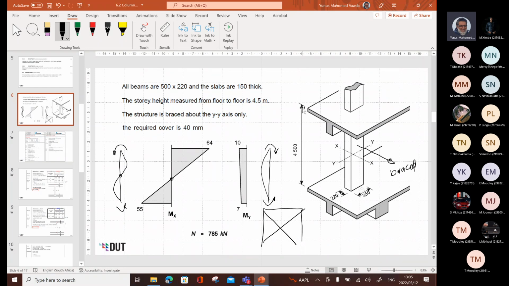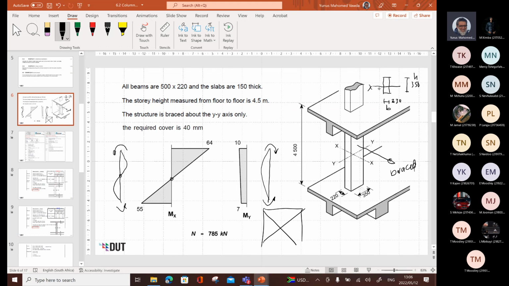So let's see what happens. I'll start with the x-axis. What do I need to know about the x-axis? Looking at the picture, that's my x-axis. This is 350. My width is 220. So this is my H. This is my B.